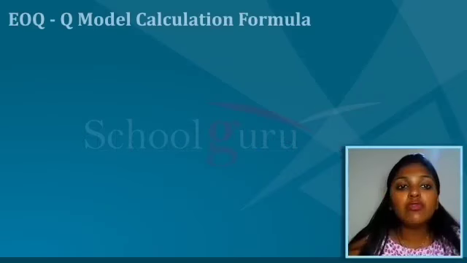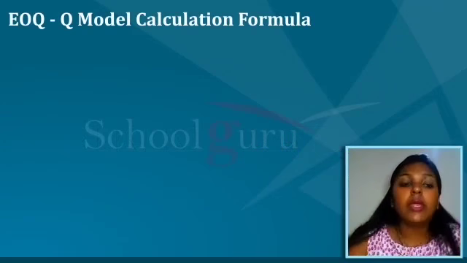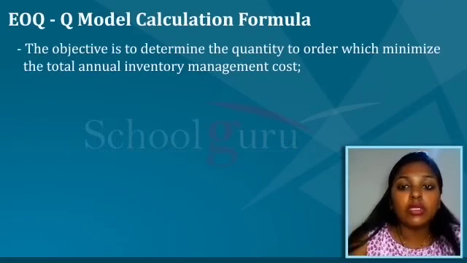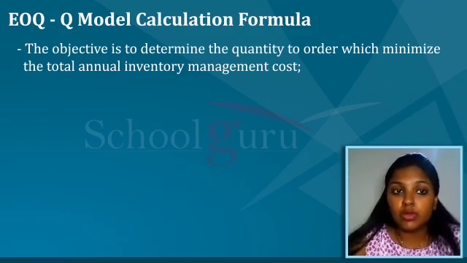Next is the calculation formula of the EOQ Q model. Right, the objective is to determine the quantity to order which minimizes the total annual inventory management cost.